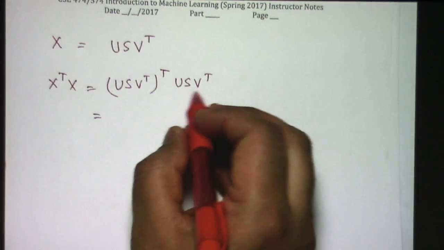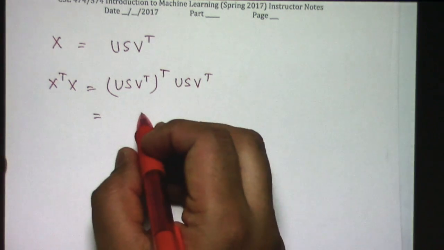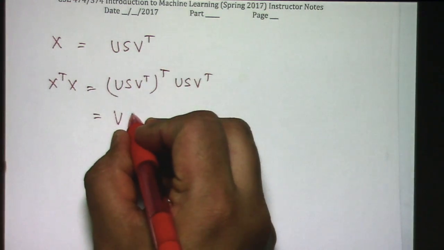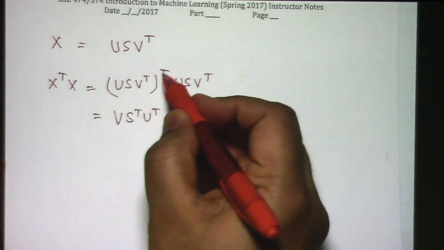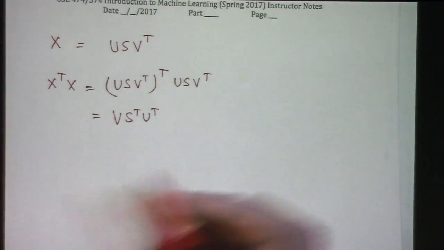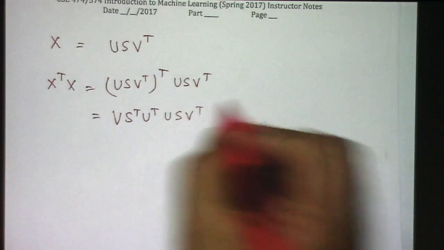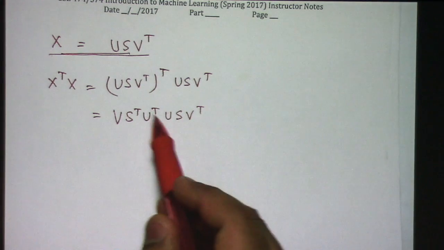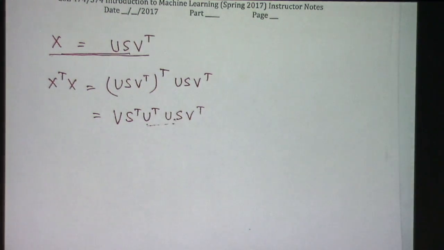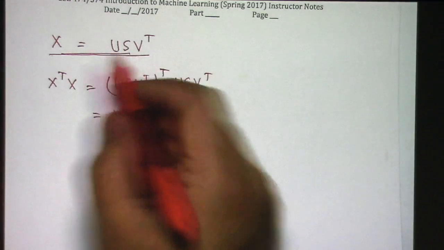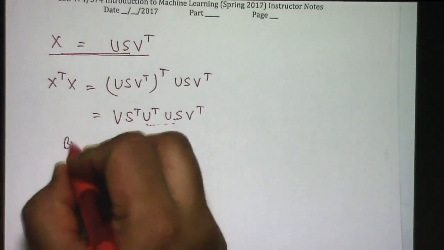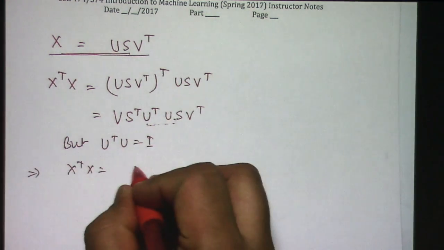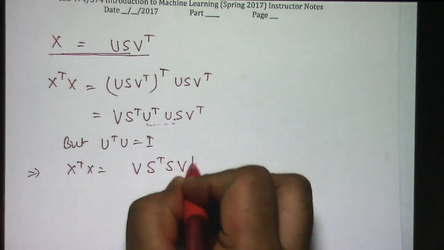Now I can open this up and skip some of the steps. So this is V S transpose U transpose, because when you put a transpose inside, things get flipped around, right? So U S V transpose. Now we remember that by the property of SVD, U transpose U is going to be an identity matrix, because that's the definition of an SVD. So this is nothing but V S transpose S V transpose, right?